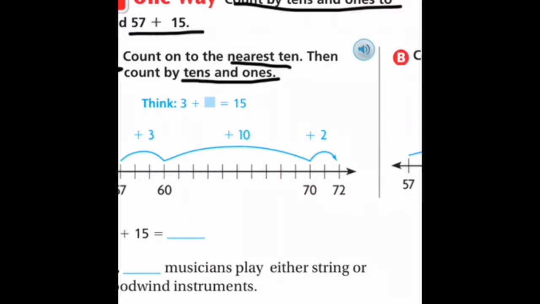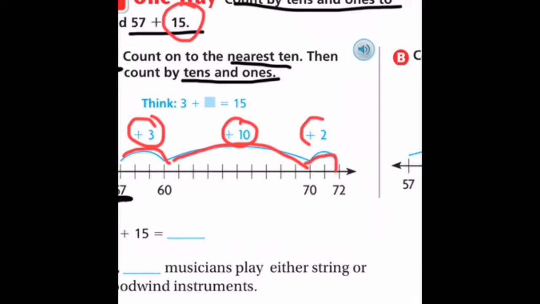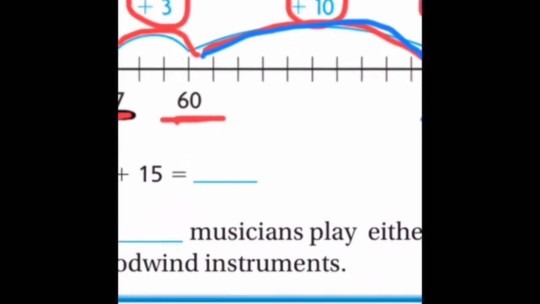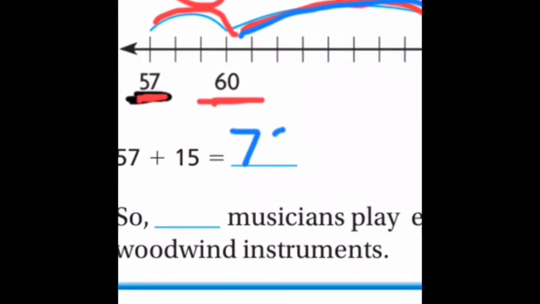So, we start at 57, and we get to the nearest 10, so that means we're going to go to 60, which is adding 3, and then we add 10 more, so now we've added 13 of our 15 total. Let me circle that again. Okay, so we need to add 2 more to get to our total of 15. So 57 plus 3 gets 60, plus that jump of 10 gets us to 70, and then 2 more gets us to 72. So 57 plus 15 is 72.